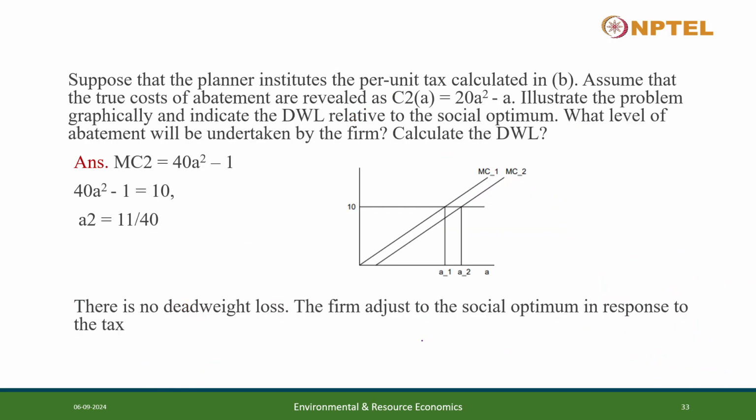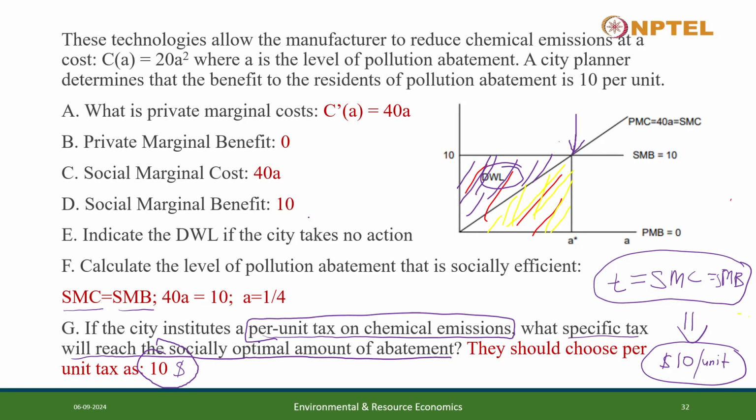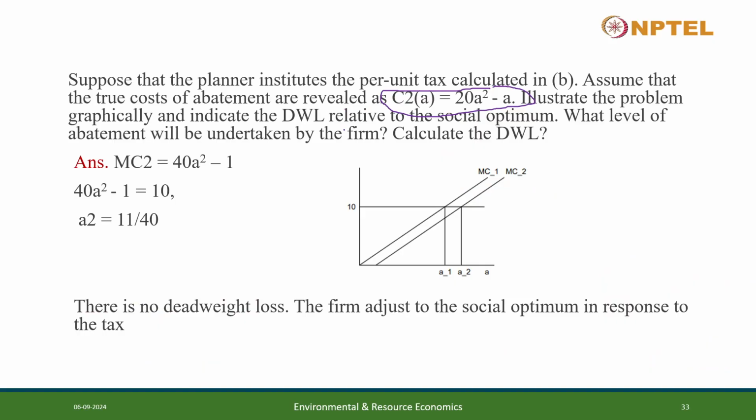Now, after this, we have been given a new cost function, that is 20A squared minus A. So this new cost function is given. Then illustrate the problem on a graph. We have to say in case 1 and in case 2, if the marginal cost function is, let's say, here it is 20A squared. However, here the marginal cost is lesser. Then what will be the level of abatement?